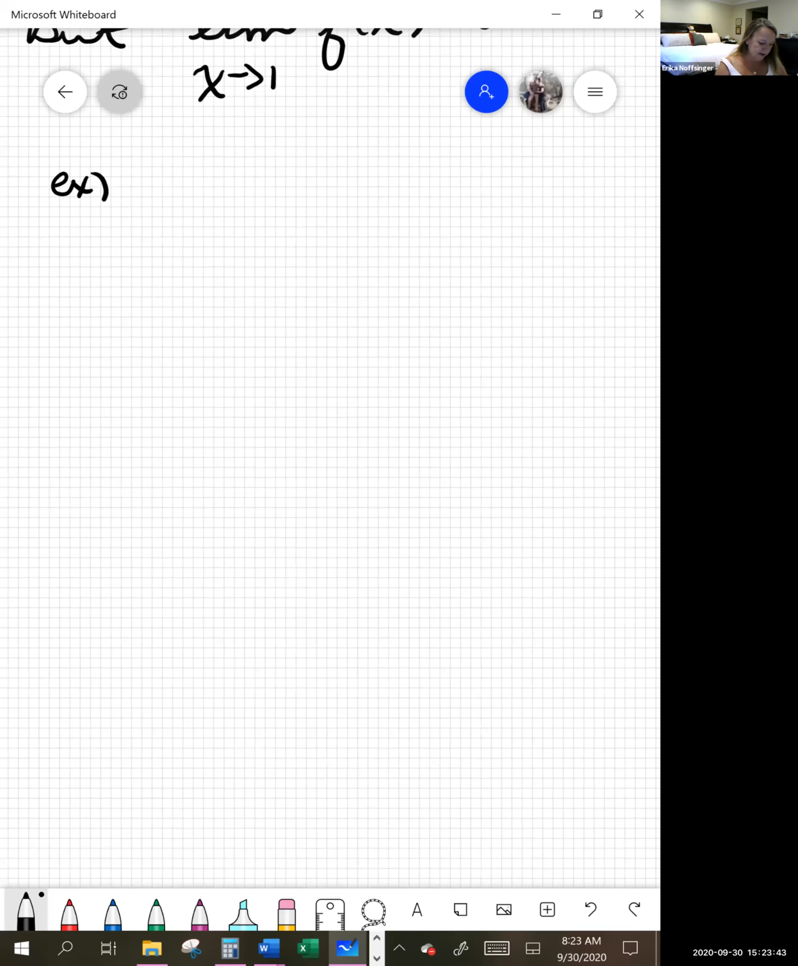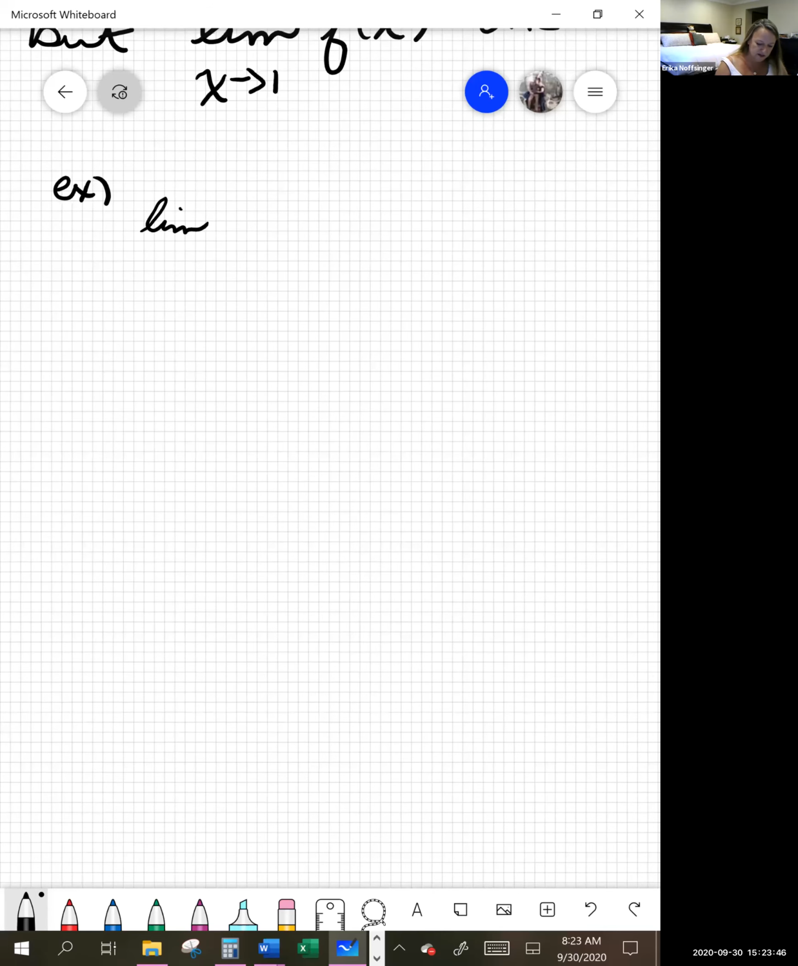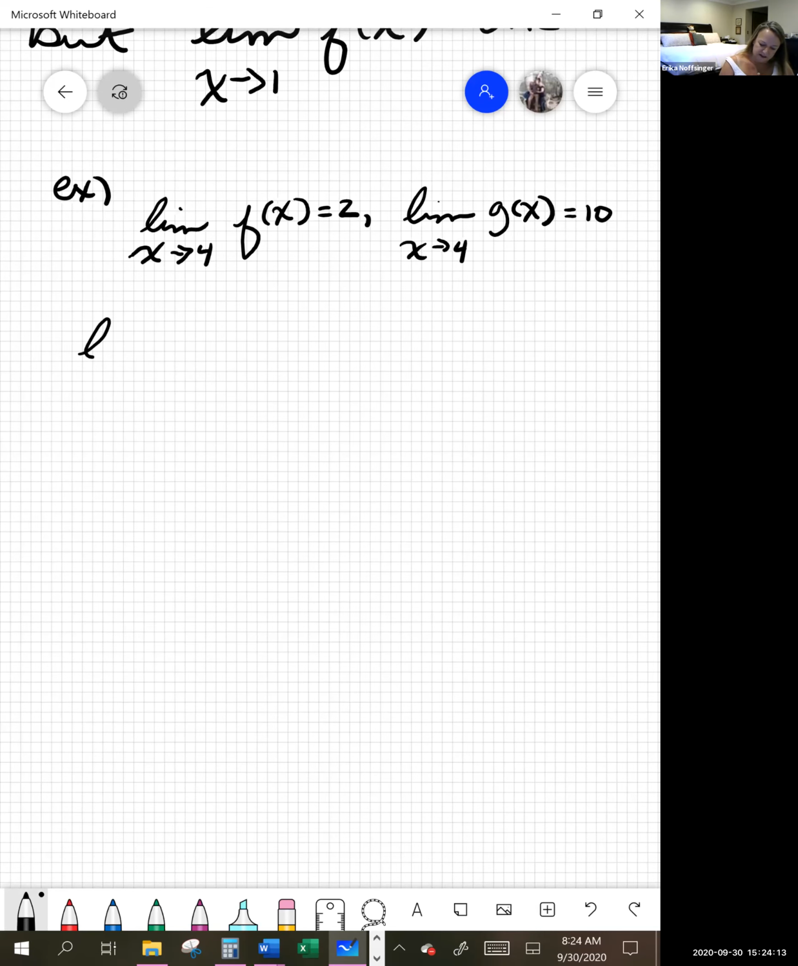So let's say you're given that the limit as x approaches 4 of f of x is equal to 2. And you're also given that the limit as x approaches 4 of the function g of x is equal to 10. So use the rules of limits to find the following limits. We're going to find the limit as x approaches 4 of f of x plus g of x all over 4 times g of x.